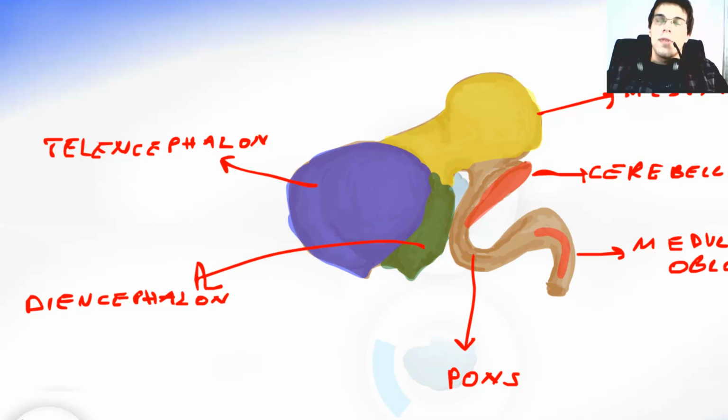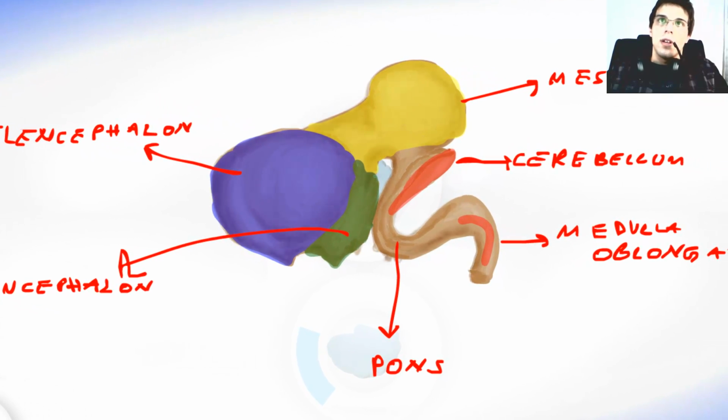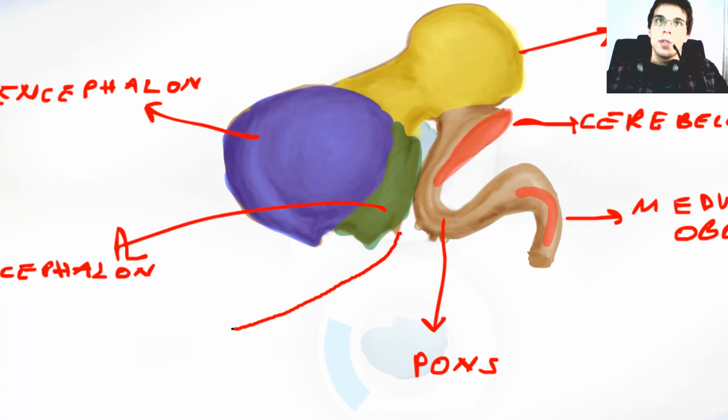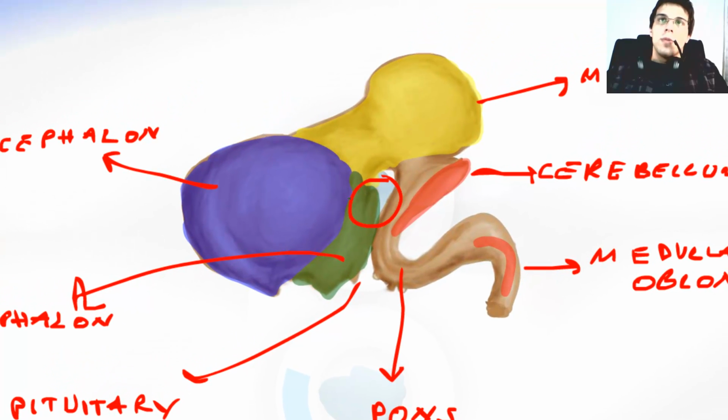Then there are also other structures that are easy to notice in the third month of the pregnancy. And that's over here. One of them is the pituitary gland. And over here, it's possible to notice that the mammillary body is being developed.